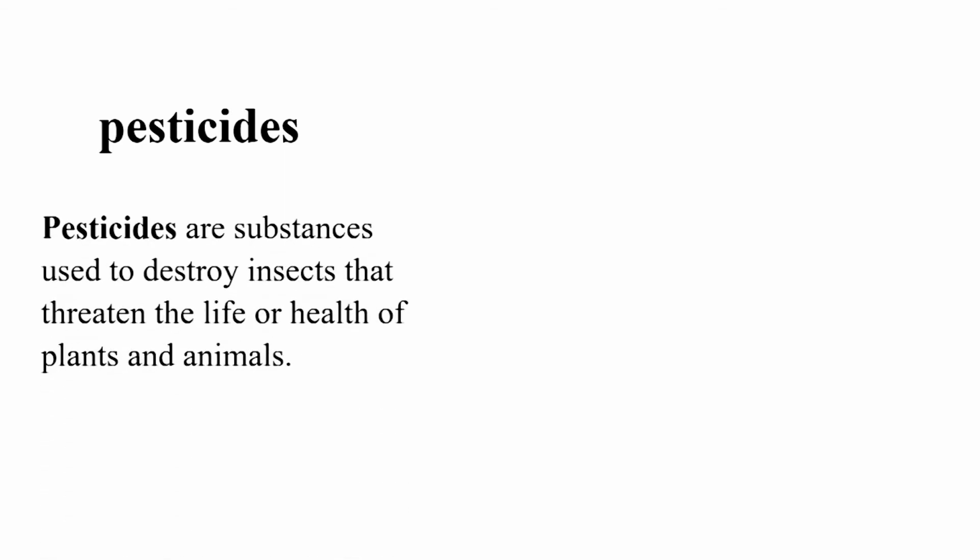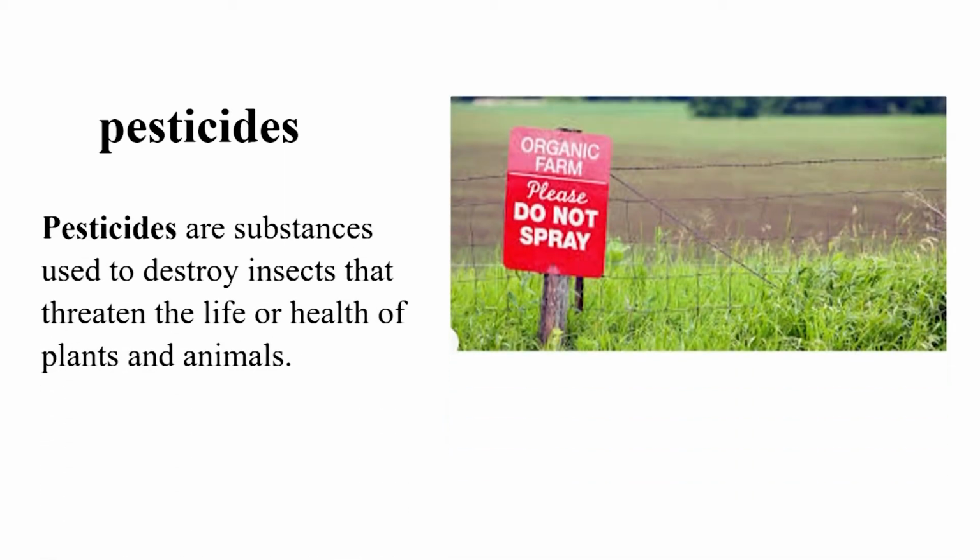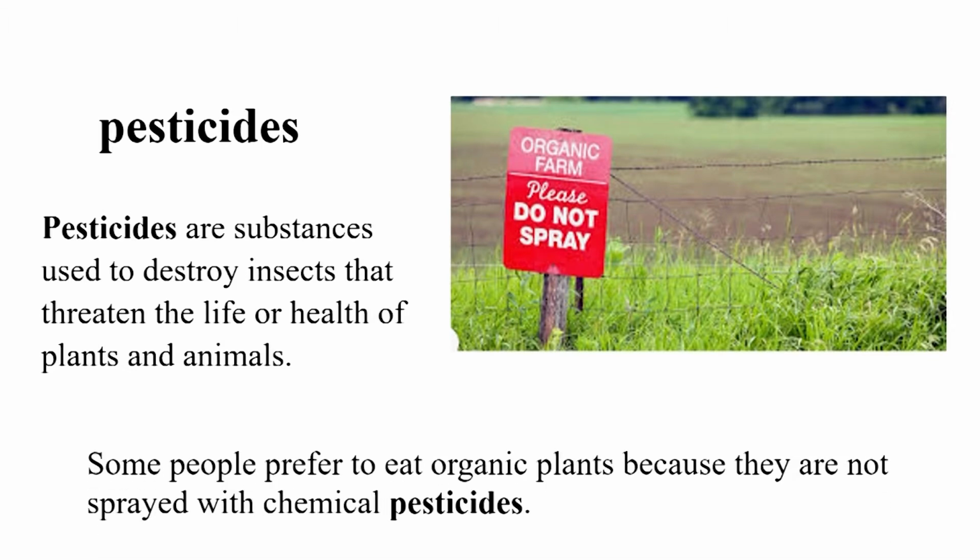Next is pesticides. Repeat after me. Pesticides. How many syllables are in pesticides? Pesticides. There are 3. Pesticides are substances used to destroy insects that threaten the life or health of plants and animals. Let's use it in a sentence. Some people prefer to eat organic plants because they are not sprayed with chemical pesticides. So, Miss Julianne, do you think it's safe to handle pesticides without an adult? No, I do not think that is safe. I don't think that's very safe either.